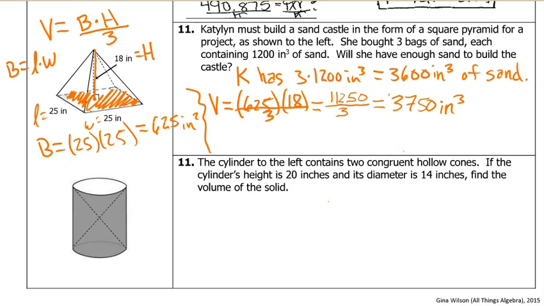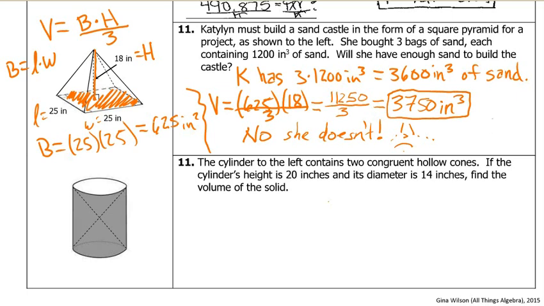So is 3750 greater than 3600? Yes, it is. Does Caitlin have enough sand? No, she doesn't. And now she's sad, right? Because she can't build her sand pyramid castle. Alright, that is how you do that one.